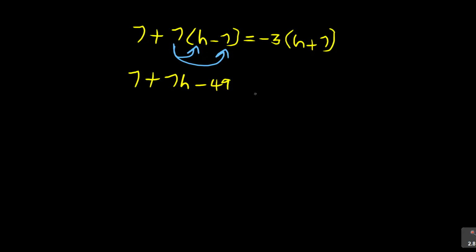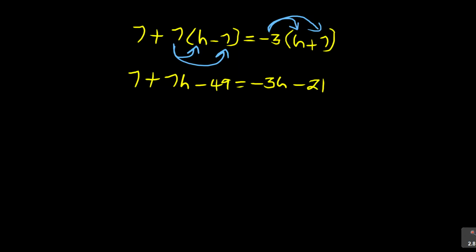Negative 49 is equal to, again, you see the bracket means you need to open up this bracket, this expansion, guys. You must be familiar with that. Minus 3 times h is minus 3h. And then minus 3 times 7 is minus 21. But please verify with the calculator.